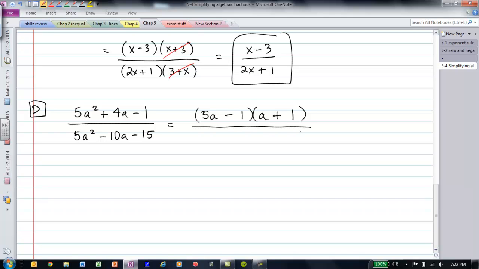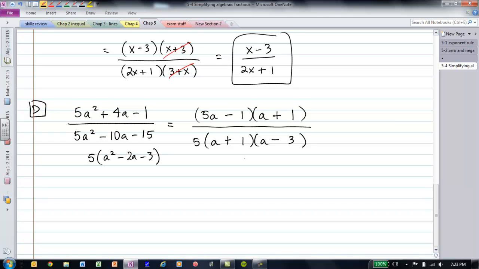In the denominator, we can actually factor a GCF: 5(a squared minus 2a minus 3). Now it doesn't so much matter. I could have done master product factoring with that denominator, but this is just going to be easier. So remember, the 5 just comes along for the ride, and the factors of a squared are just a and a, and then the factors of 3 are going to be 3 and 1. Now we need to figure out which goes with which. So it's going to be a negative 3 and a positive 1, and therefore, when you add, you get negative 2.